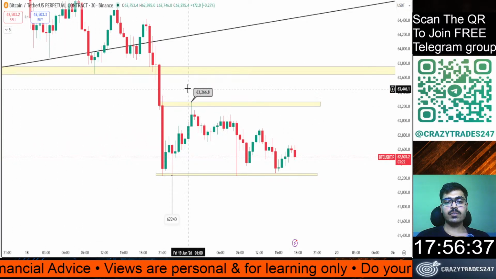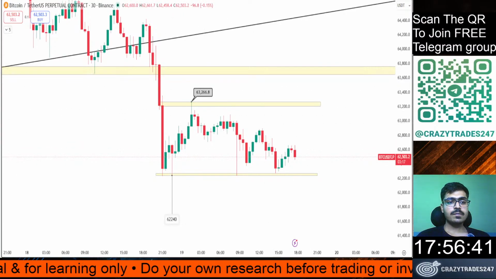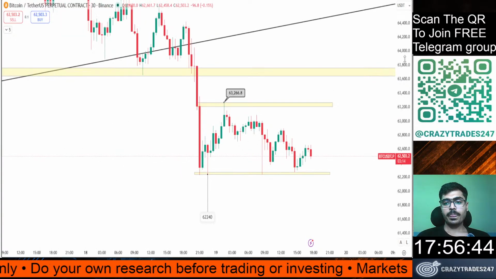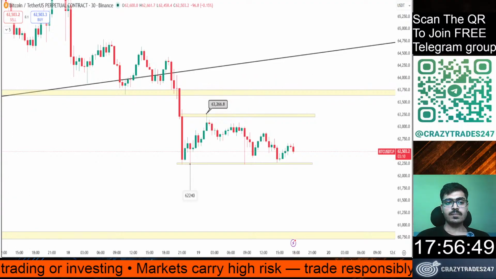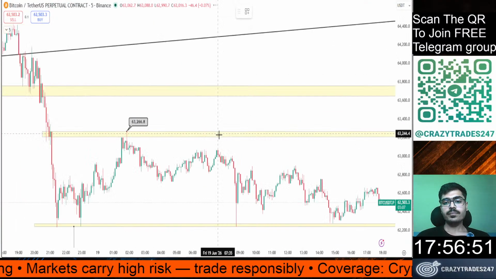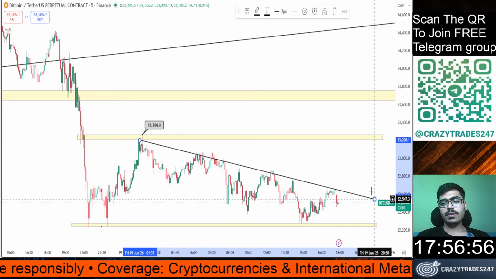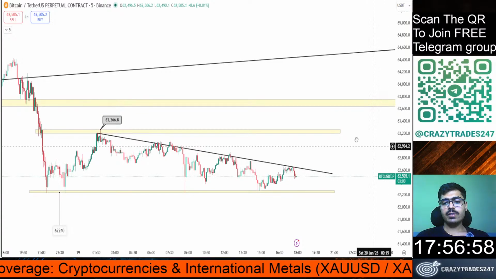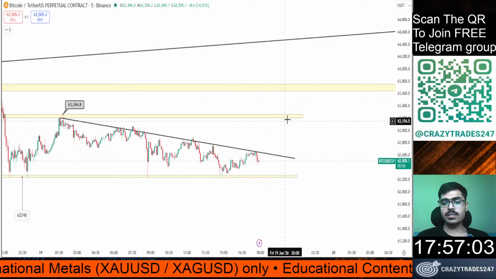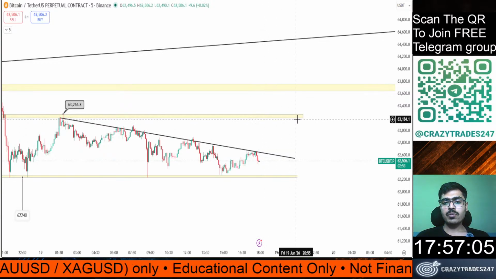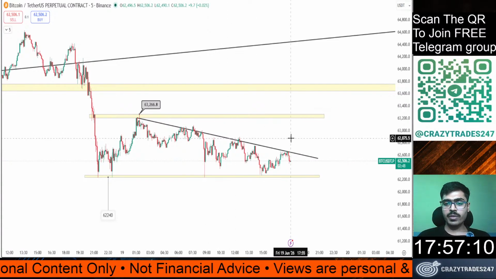Less than 1% is the width of the range. Even within this range, there is a formation of a downtrend. So if this consolidation continues, then we might find an opportunity to take a long position to target this upper boundary or this resistance level. But we should not be doing that.